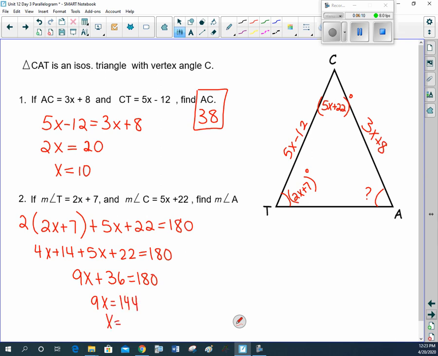And x equals 16. Okay, so if we're going to figure out what the measure of angle A is, it's going to be 2 times 16 plus 7. So 2 times 16 plus 7 is 39 degrees. So the measure of angle A is 39 degrees.